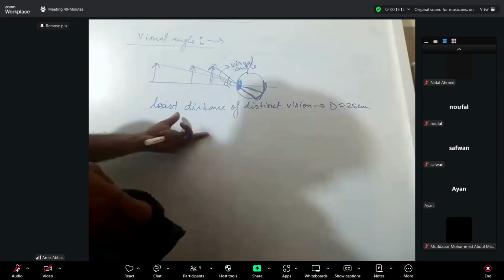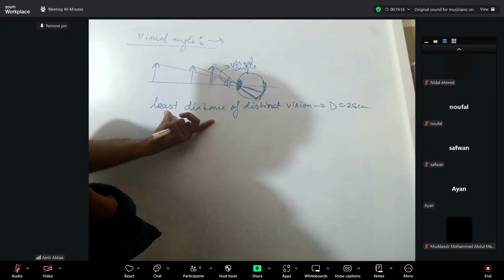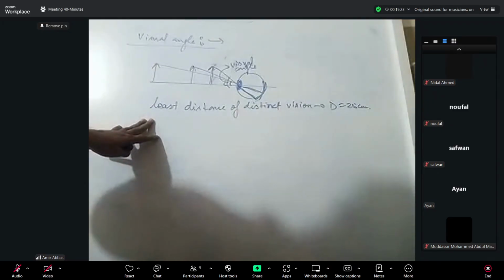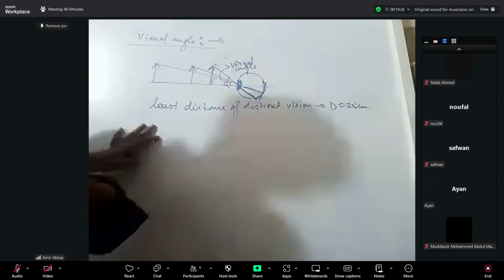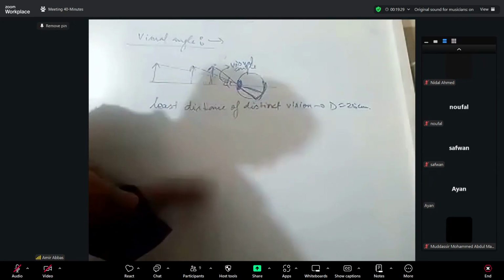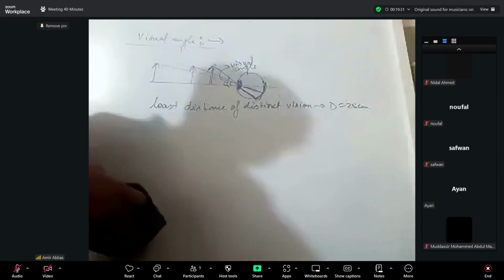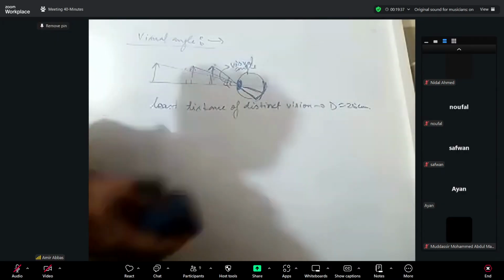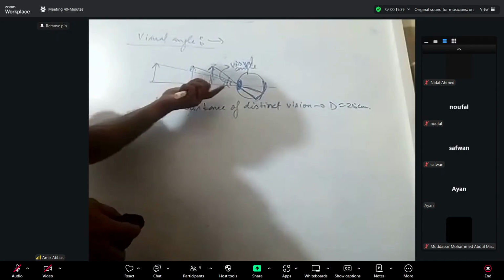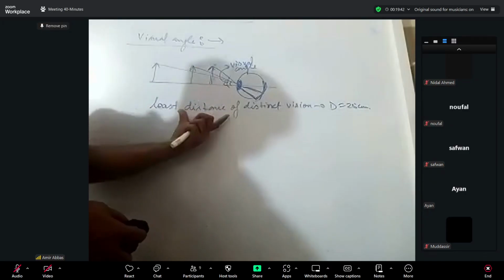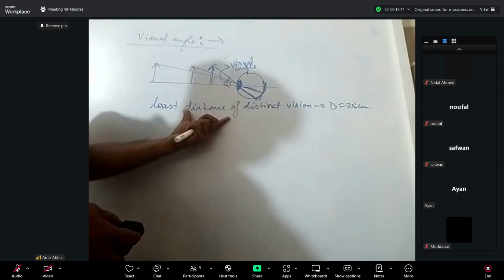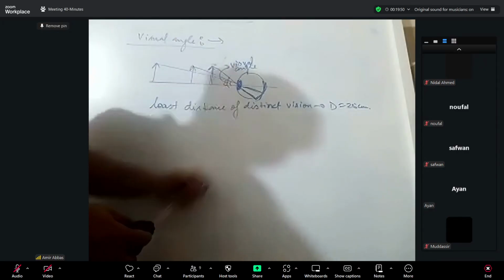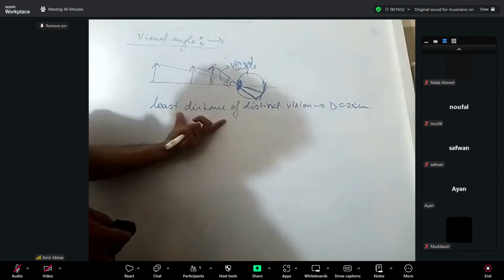But there is a limitation. Before 25 centimeters, the distance of distinct vision, you cannot see the object clearly. This means how much angle the object is suspending at the eye. At the distance of distinct vision, you can see the object clearly or more magnified. This is the most magnified case, when the object is at the least distance of distinct vision, where it is forming the biggest visual angle in terms of seeing it clearly.